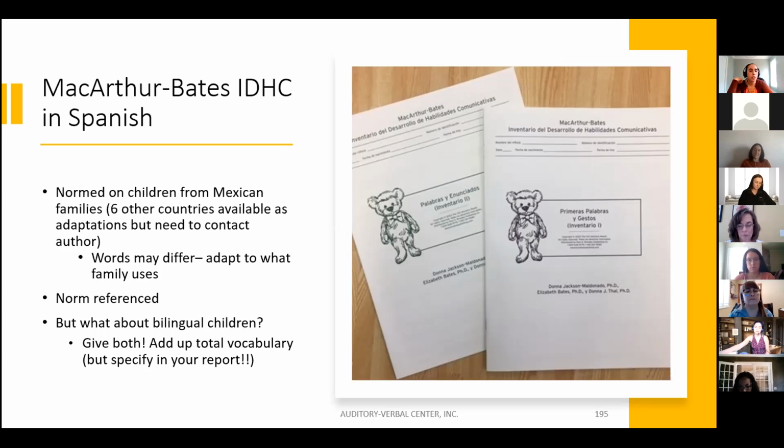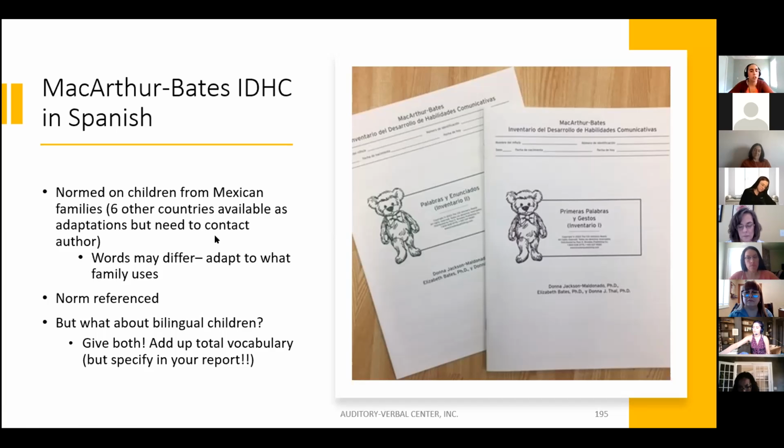And so because of this, some of the words may differ, and you may have to adapt what word the family uses. When we get to our vocabulary section and intervention at the end of this, I'll show you an example of how it can be adapted. So it is norm referenced, but again, norm referenced specifically on that population.